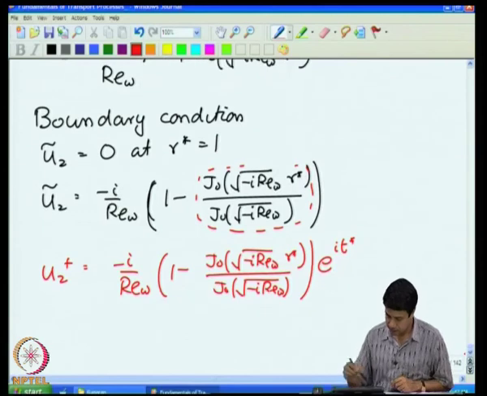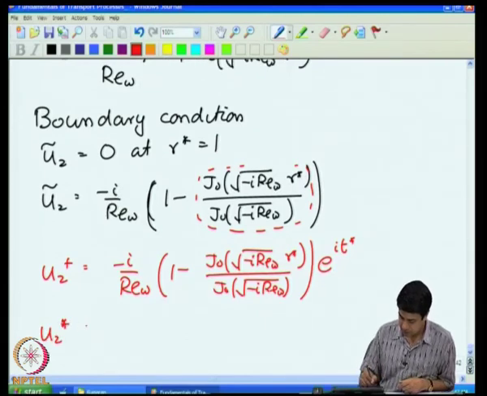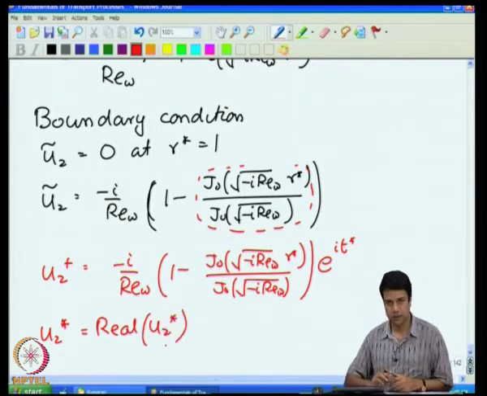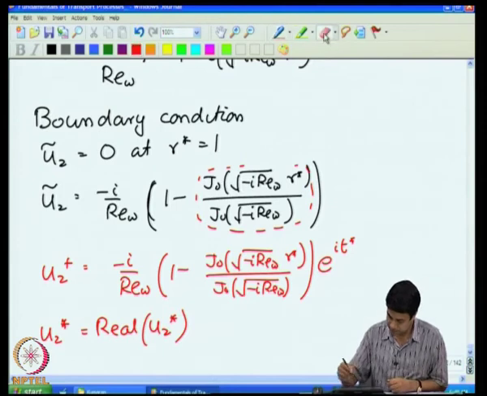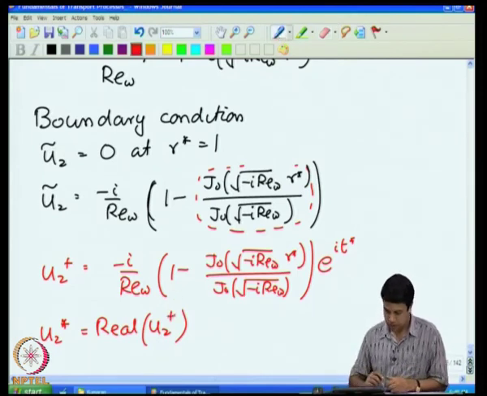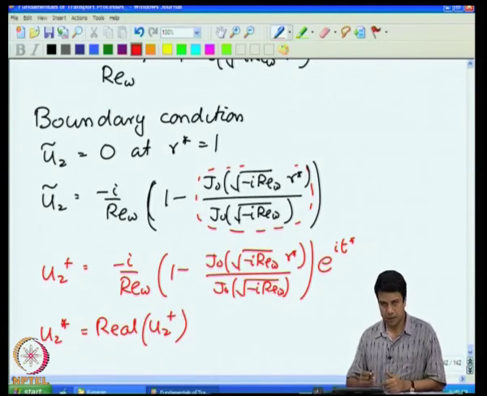And finally, u z star is equal to the real part. So, I have formally obtained a solution. I have obtained u z plus in terms of u z tilde. It has an e power I t star on the right hand side, so I have to take the real part of this whole thing to get the actual velocity u z star as a function of time.